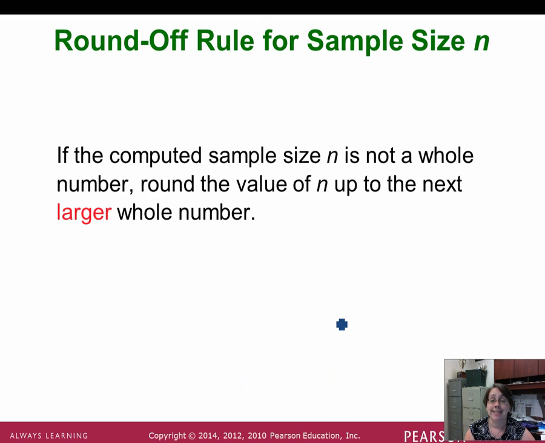Here's the rounding rule. It's the same thing as we had in proportion. If the computed sample size n is not a whole number, for example, if n is 10.1, round the value of n up to the next larger whole number. So in this case, it would round up to 11. I don't care how close it is to 10. You always round up.